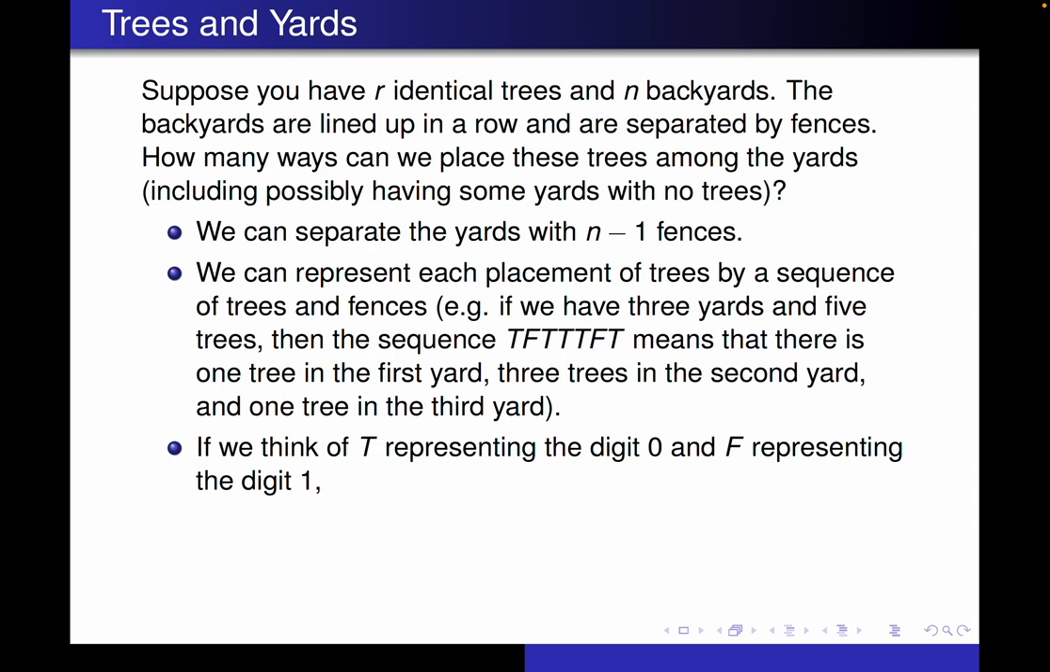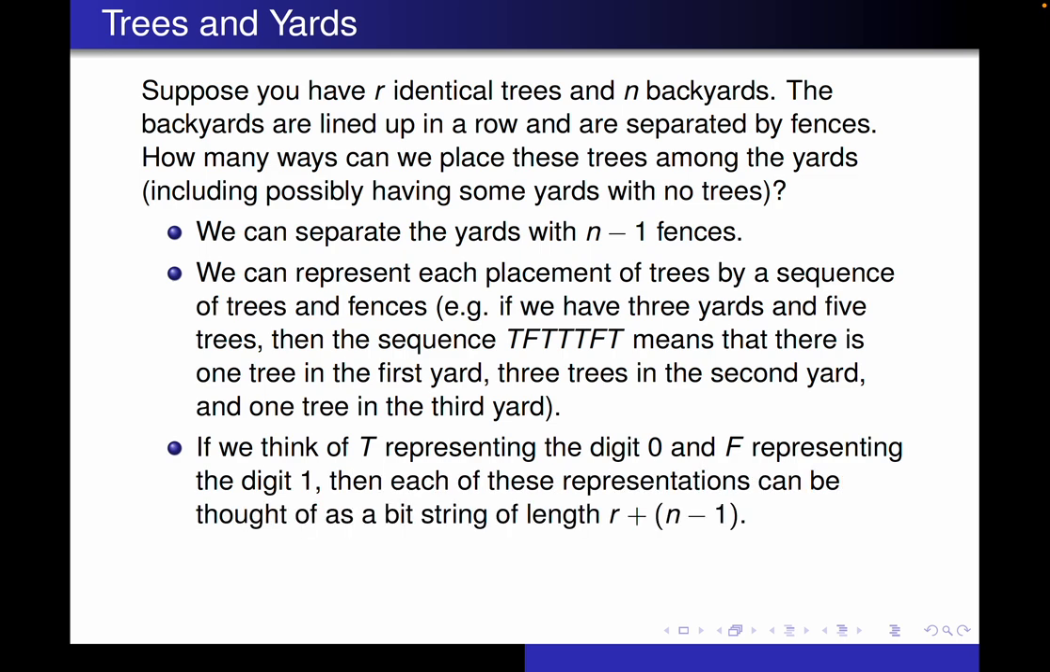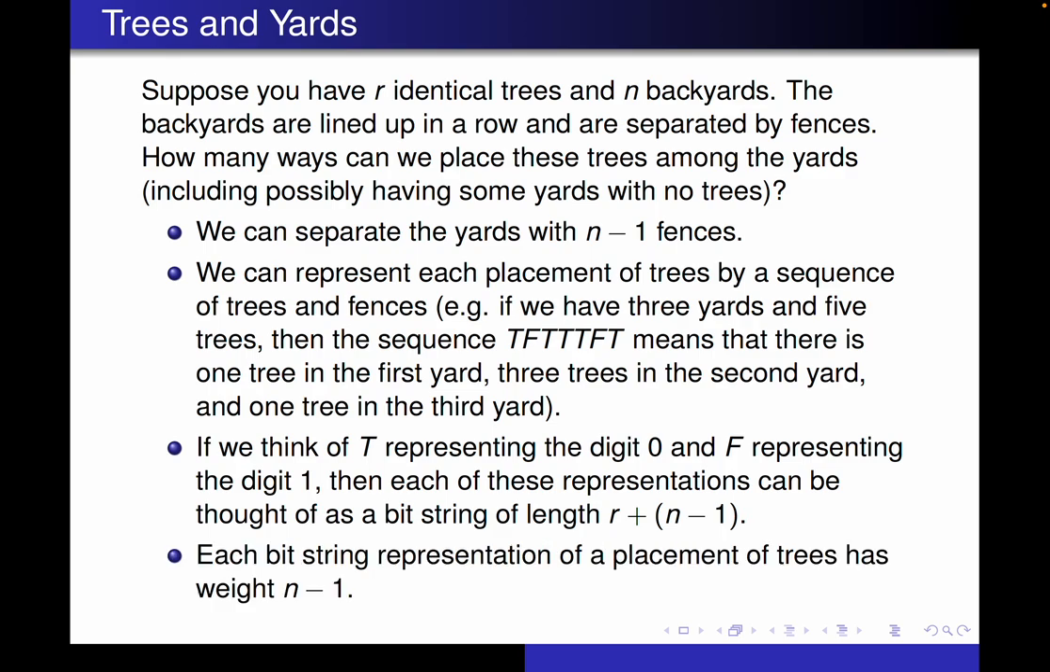And if we were to think of T as representing the digit 0 and F as representing the digit 1, then that TFTTTFT is just a bit string, right? And it's in fact a bit string of length, well, the number of trees, that's some of our bits, and the rest of our bits are the fences. So R is the number of trees, n-1 the number of fences, R plus n-1 is going to be the length of our bit string. And since we are representing F's by the digit 1, and we have n-1 fences, the weight of our bit strings is n-1.